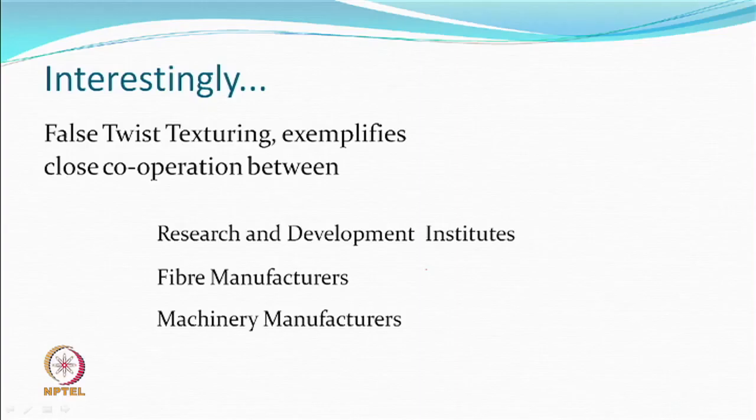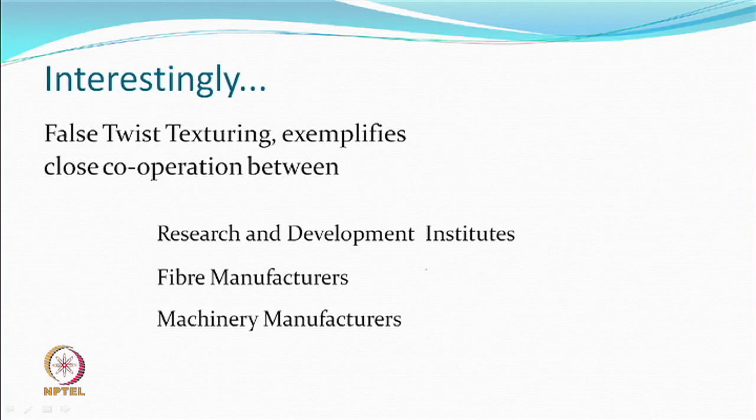One of the interesting things one can always remember in this industry, which is the false twist texturing, there has been a good close cooperation with the R&D development institutes, fiber manufacturers, machinery manufacturers, all of them contributed their mite for the success of this technology. So, this was not like you have some problems in one and you keep blaming the other person that your machine is not good, your material is not good. They understood that now they are dealing with a different material and everything has to be differently done. And therefore, a big cooperation has been there. So, everyone has been helping each other to understand the problems and also then find solutions to the problems.